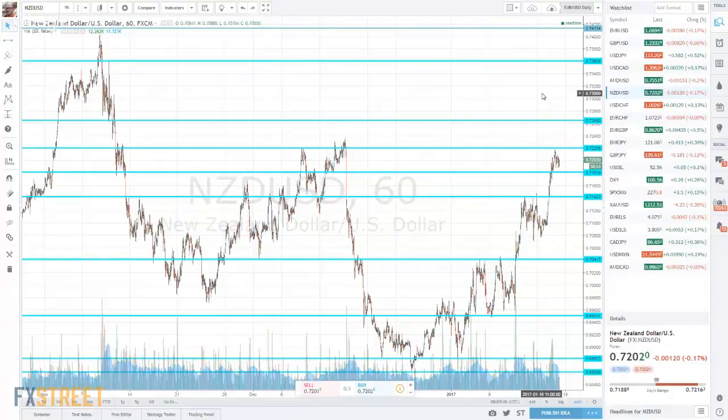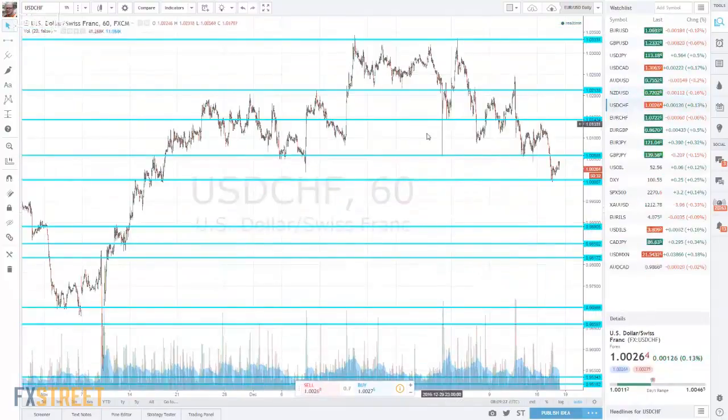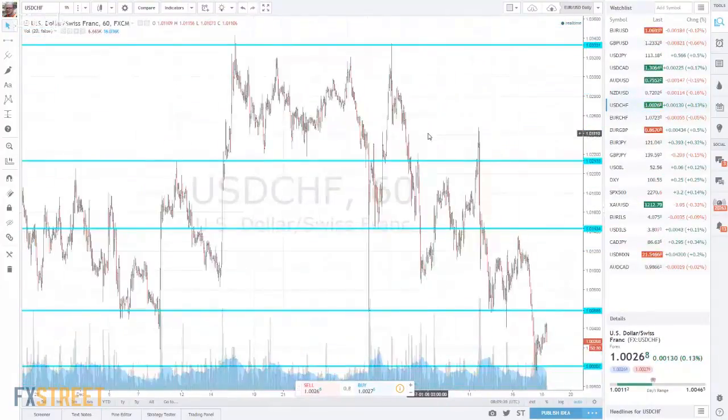Then we have 69.50 under the 70 line. Note that 70, despite being a round number, in this case it is not support. Okay, so 69.50, then 68.20, and very close by 68.50. Okay, so that's the Kiwi, and we'll complete the roundup of major pairs with the Swiss franc.